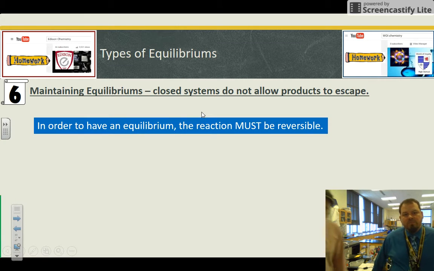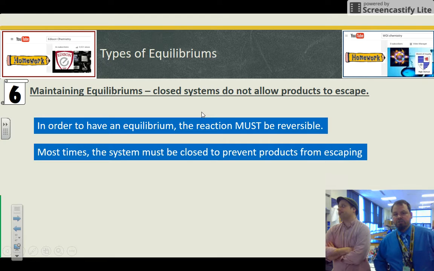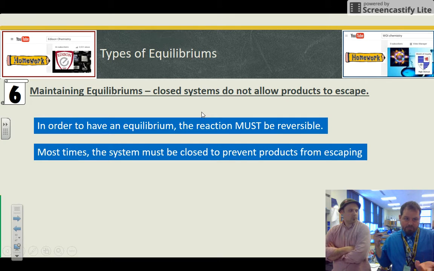Now, to maintain them, basically, we need to have a reversible reaction. Right. So there has to be a forward and a reverse, or it's not an equilibrium. Otherwise, it's a one-way street. We've seen one-way streets in the city. And then most times we have to have the system closed, like that one we have with the liquid there, because we can't have the product escaping, because then it can't go in the reverse direction.